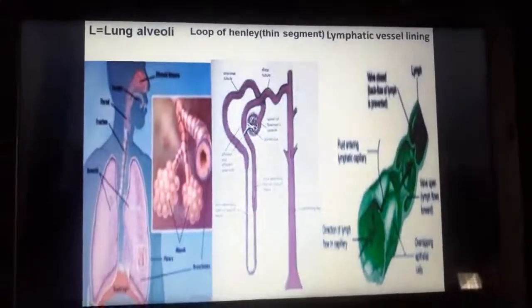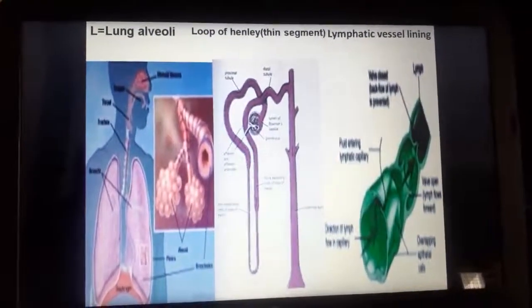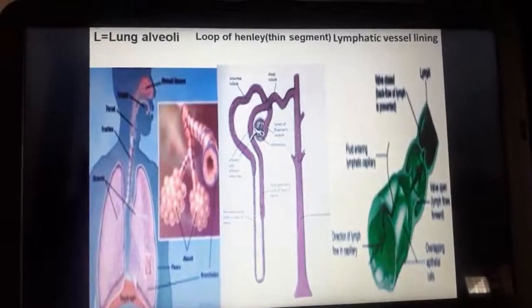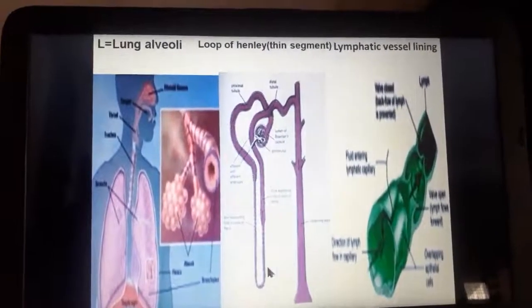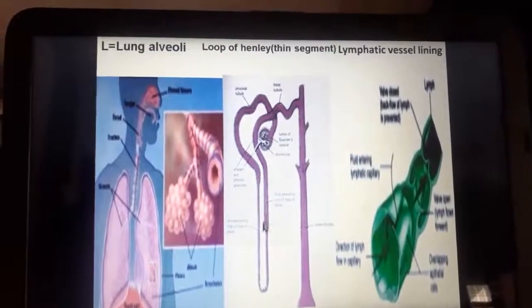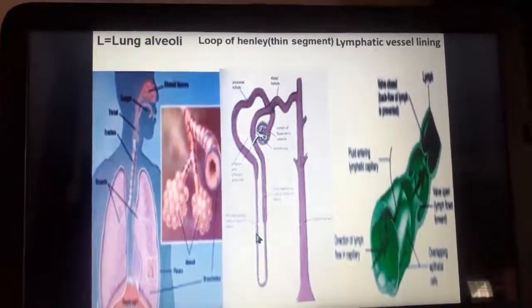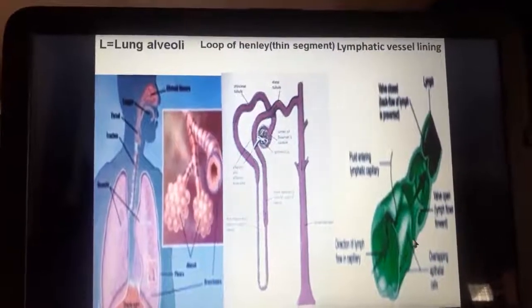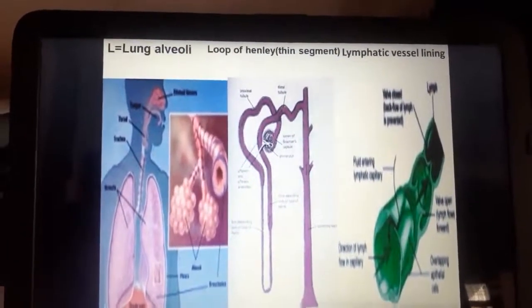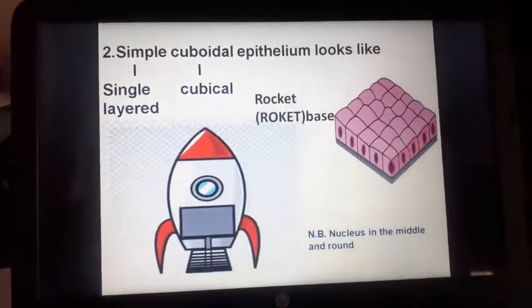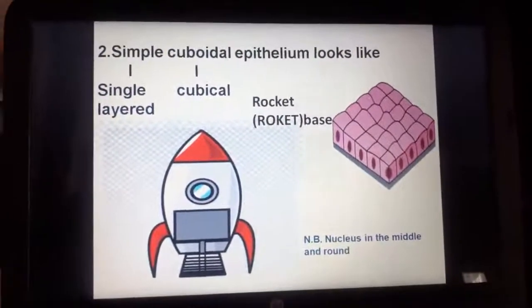And L for lung alveoli and the loop of Henle, thin segment only. Loop of Henle has got a thick segment and a thin segment, so only the thin segment, and lymphatic vessel lining, the inner lining. Kumbal. Now coming to another type of epithelium, that is simple cuboidal.